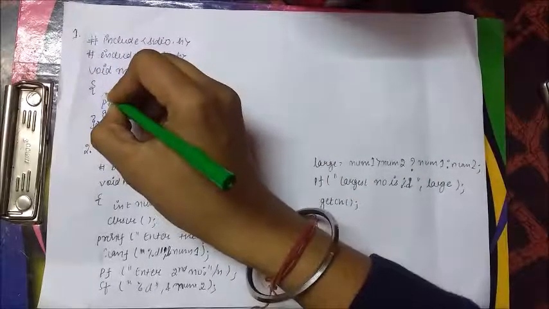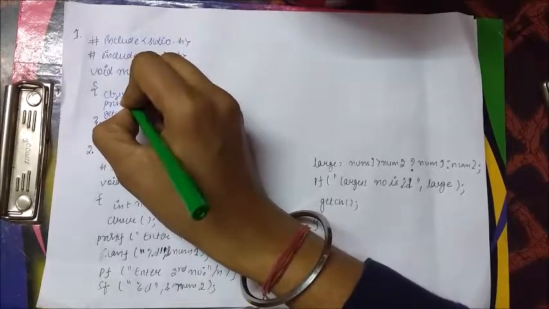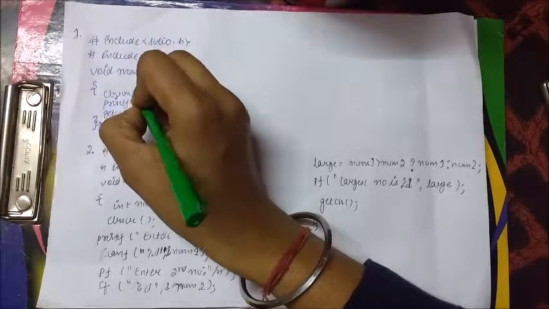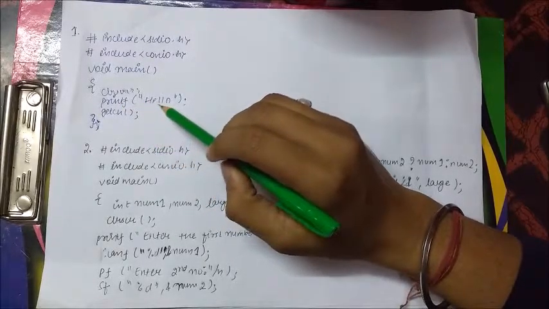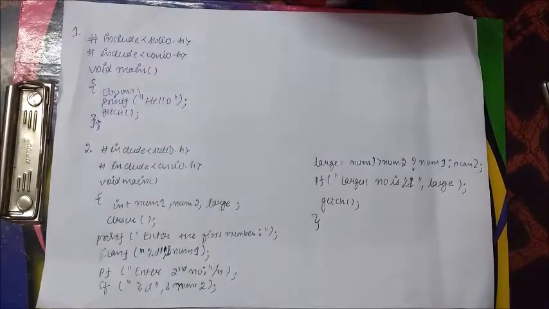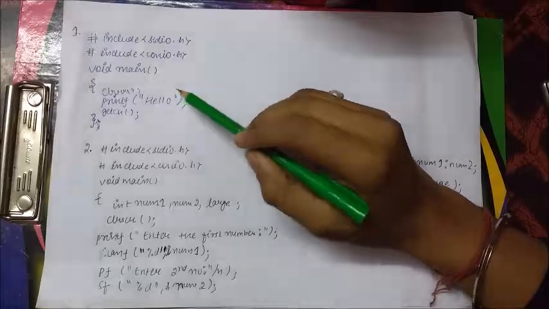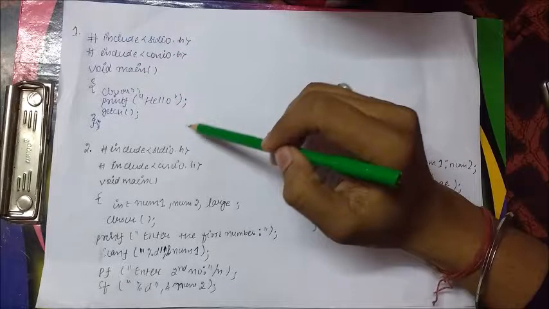Then we can write clrscr for clearing the screen, and getch. In printf we write hello. Whatever we write in the printf that should be seen on the output screen should be in double quotes. So it's a basic C program.